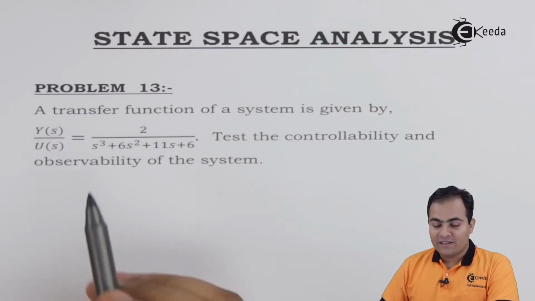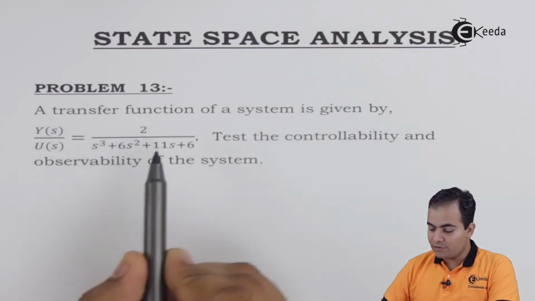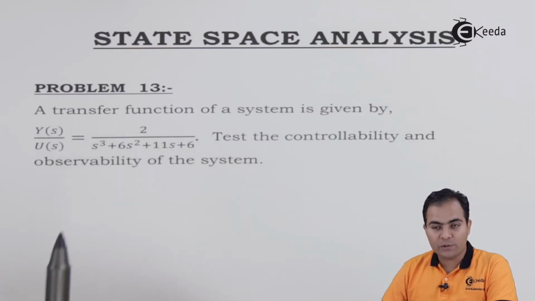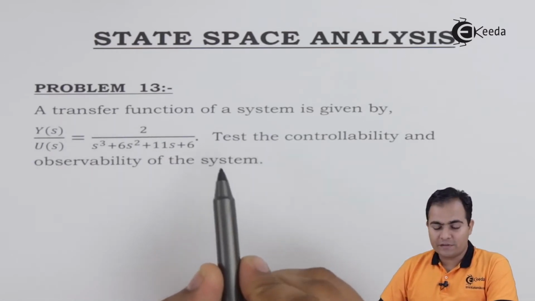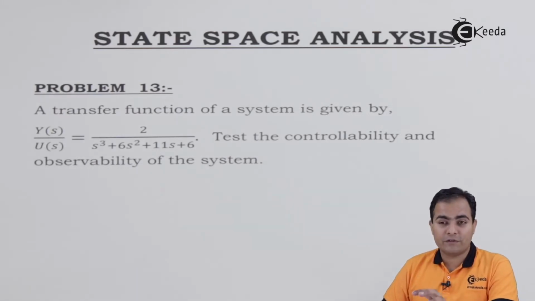Problem number 13. A transfer function of a system is given by Y(s)/U(s) equals 2 upon s cube plus 6s square plus 11s plus 6. This is our equation, or you can say transfer function. But by using the transfer function we have to find out first of all the state equation, because using the state equation you will get the matrix values, that is the A matrix, B matrix and C matrix.